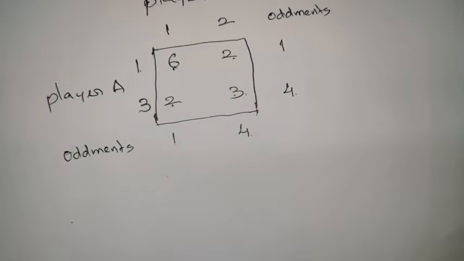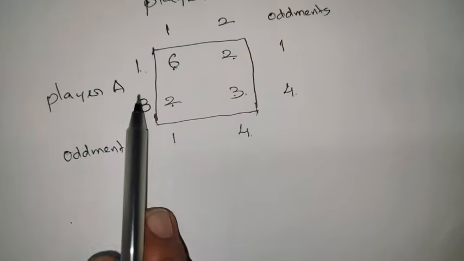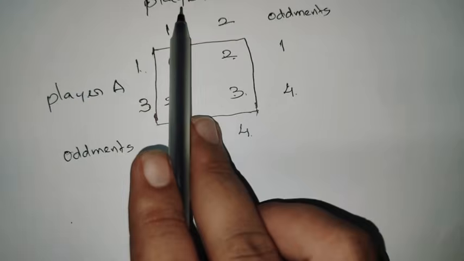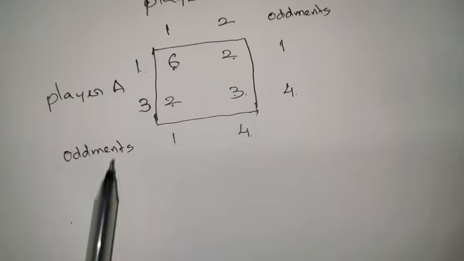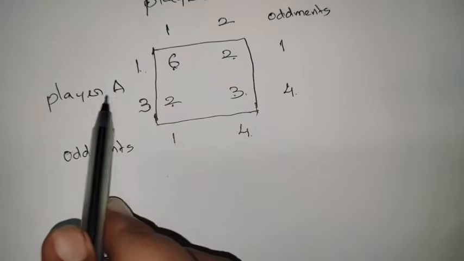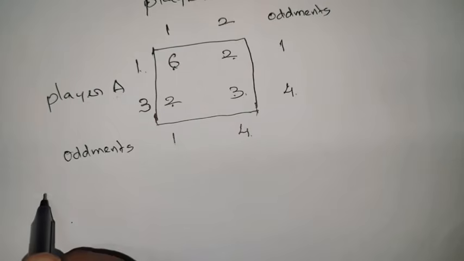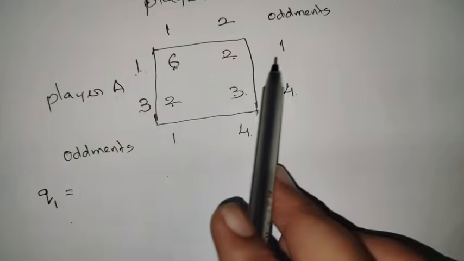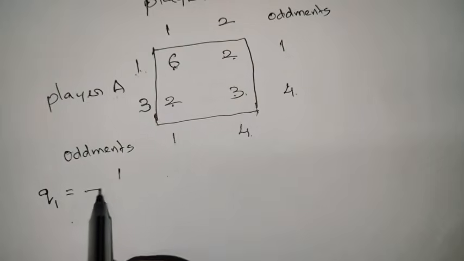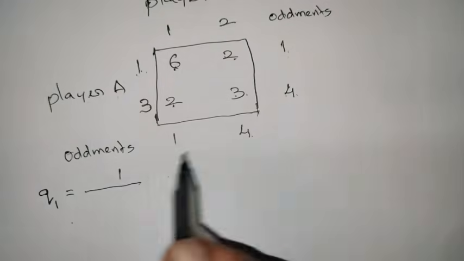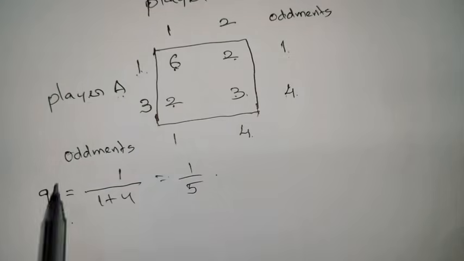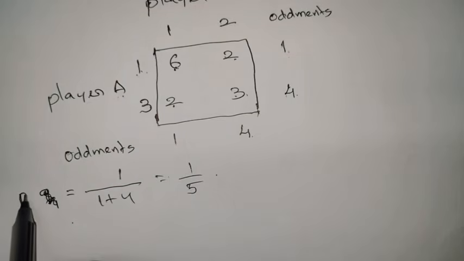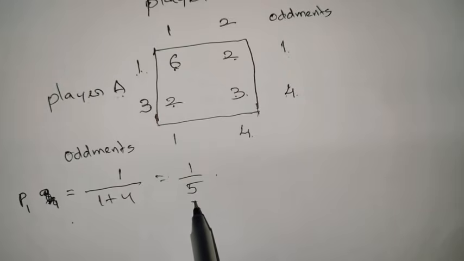Now let us find the probabilities of selecting the strategies 1 and 3 by player A, and the probabilities of selecting the strategies 1 and 2 by player B. So here we are writing, for player A it is the first strategy. So I am taking it as Q1 is equal to. For the first strategy, what is the argument? 1 by the sum of arguments, 1 plus 4, that equals 1 by 5. So sorry, for player A it is P1. P1 is 1 by 5.